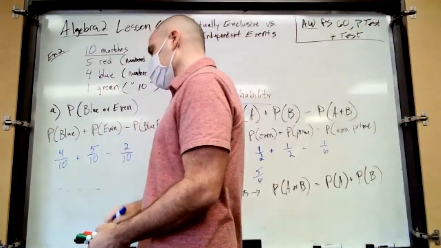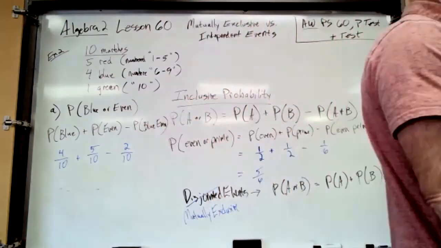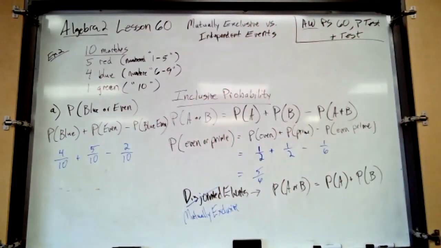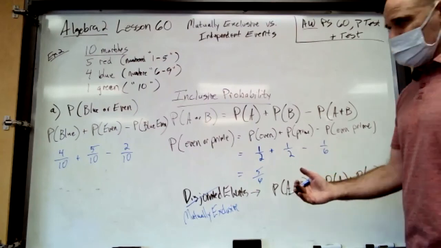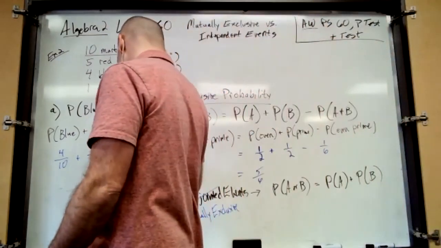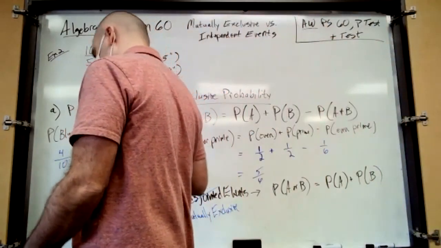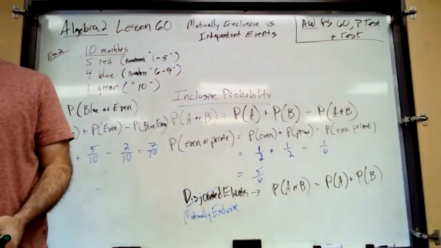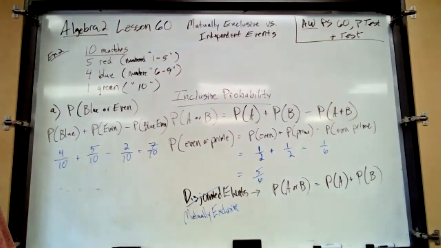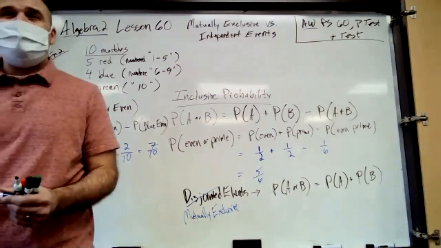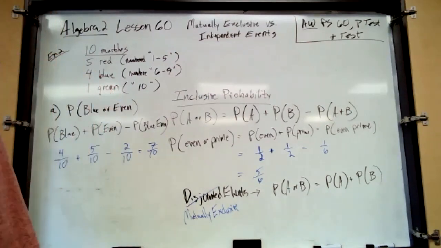So you don't have to reduce it. If you reduce it, it's going to be a more difficult problem. So just leave it like that. 4 plus 5 is 9 minus 2 is 7/10 probability. Okay? You guys good with that? All right, I'm not going to do the next example because it's easy. You just add the two probabilities because it's going to be mutually exclusive.